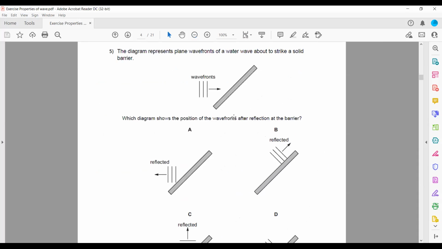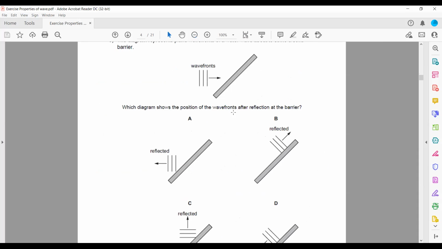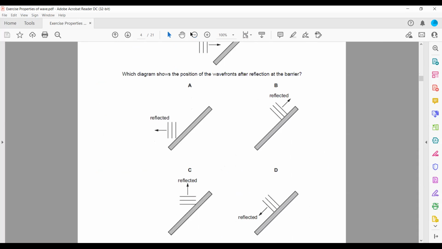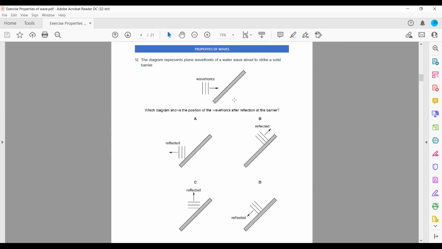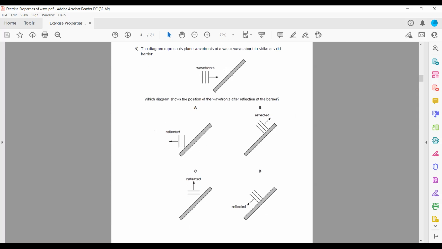The diagram represents a plane wavefront, as you can see here. Which diagram represents the reflected one, like which direction it will reflect, A, B, C, or D? So it changes the direction, like this is the direction in which the waves strike and then it will bounce back. So yes, you can use a screen annotation. So C is the right answer.